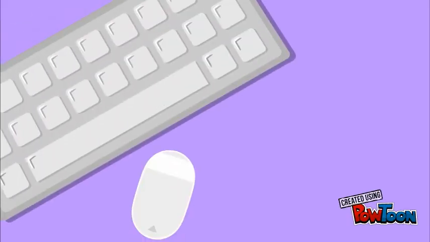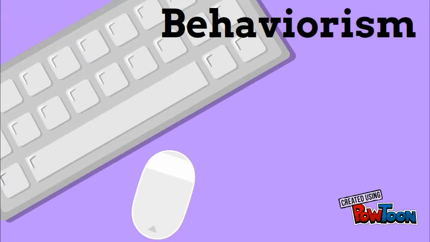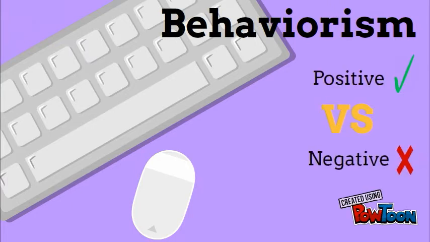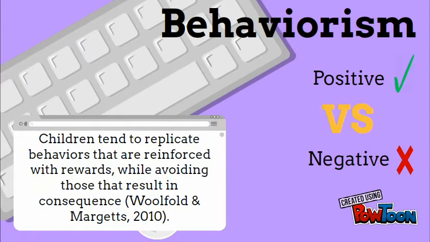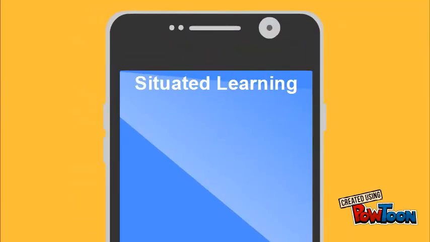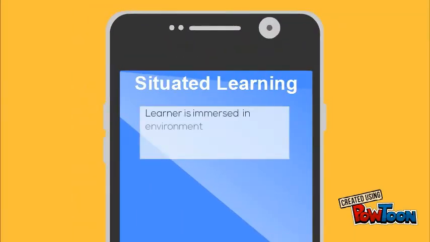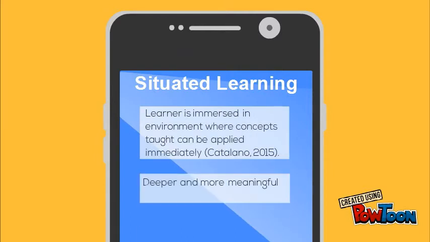The weekly quizzes anatomy students are required to do is an example of the behaviourist educational approach. This form of learning is reliant on the learner being positively or negatively reinforced, such as receiving a correct or incorrect answer. It is linked to Skinner's theory of operant conditioning, where an individual's behaviour is moulded. Situated learning is an approach that immerses the learner in an environment where the concepts taught can be applied immediately. It develops a deeper and more meaningful understanding of the content being taught. Augmented reality is an educational tool that supports this form of learning and will be discussed in greater depth later in this guide.